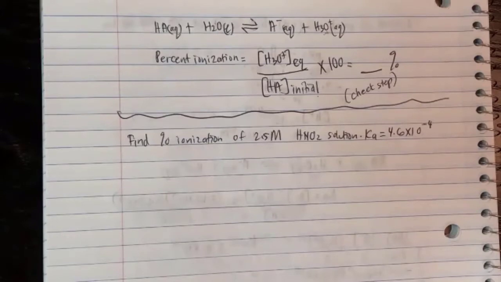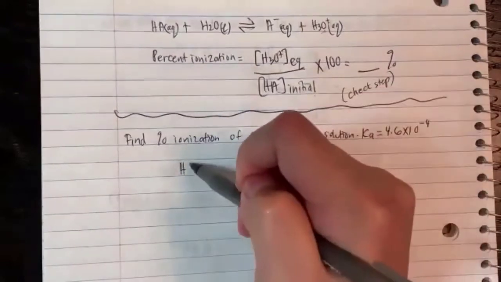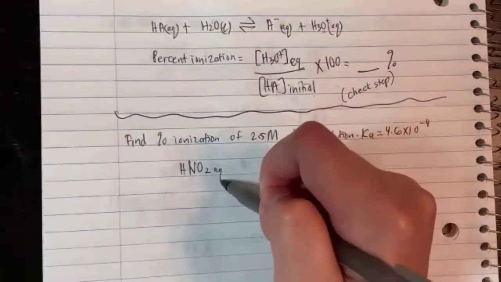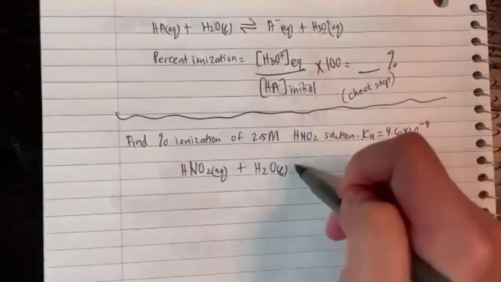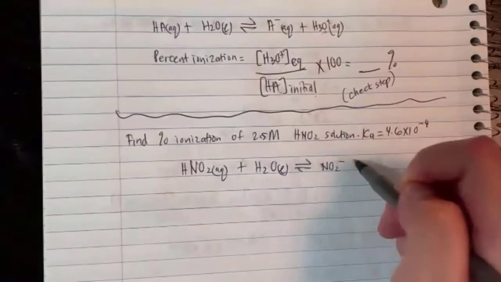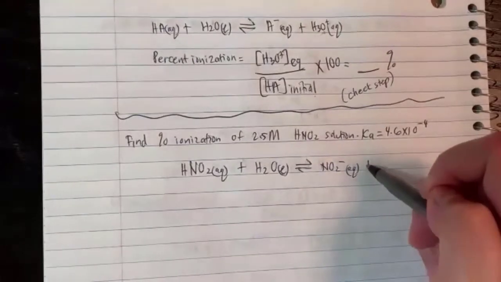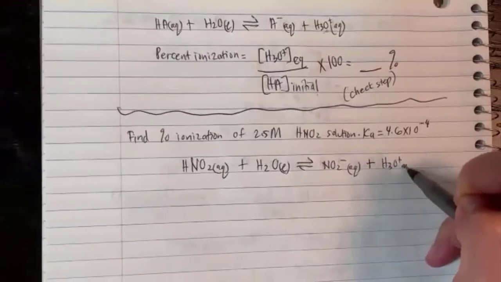So we are getting a lot of practice. What's the first thing that we do? Number one, we write our equation. HNO2, this is an acid, so I have to write an acid equation. The acid loses the proton, so you get NO2 minus left behind as your conjugate base, and you get hydronium ion as your conjugate acid.